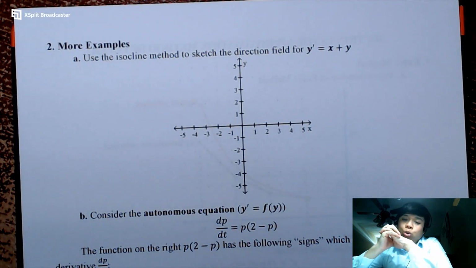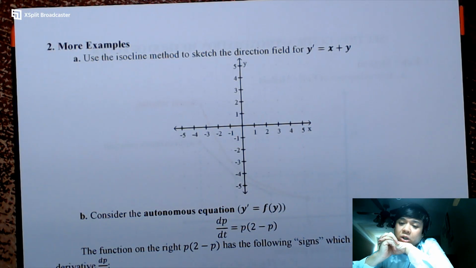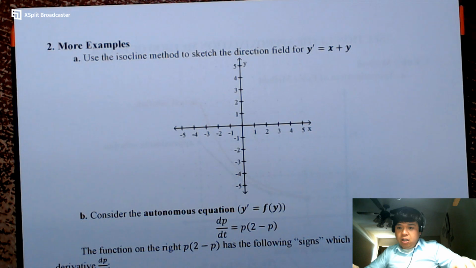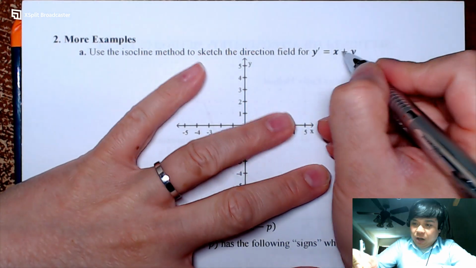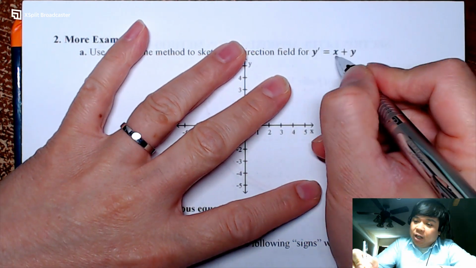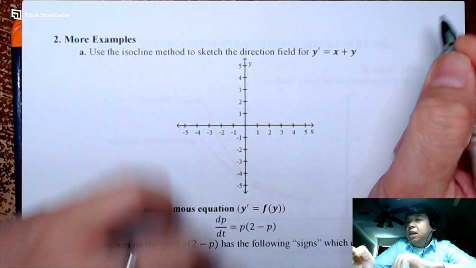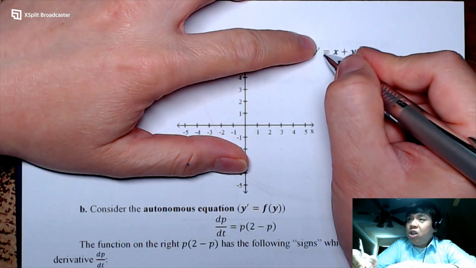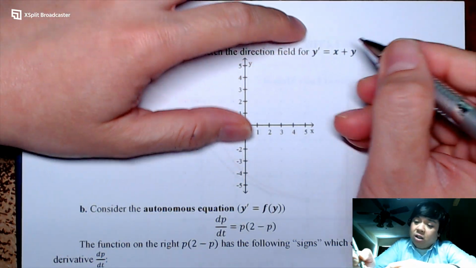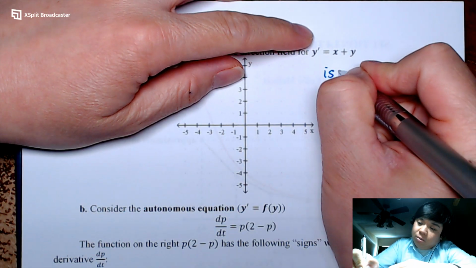Now, use the isocline method to sketch the direction field of that. So how did that help? Isocline means that all of the slope equal a constant. So let's say we have the slope equal to x plus y, and we want the slope to be constant. So isocline.